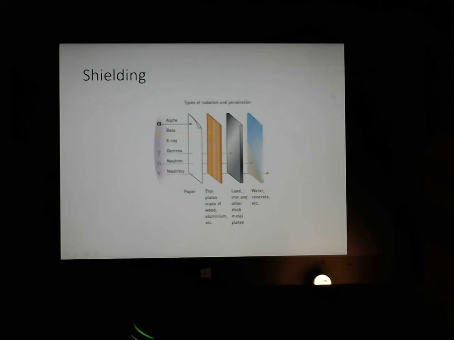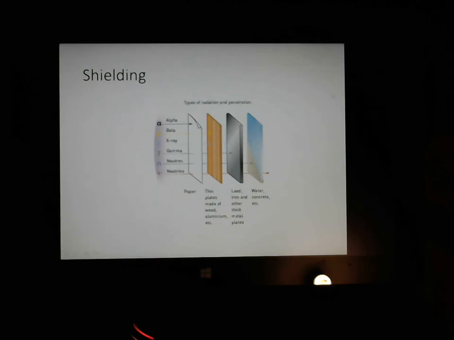So this image here is pretty good. We can see alpha's stopped pretty easily, beta next step, X-rays and gamma rays, because they're both light, stopped through lead and iron, which is why X-ray technicians wear lead aprons to help protect themselves when they are doing X-rays all day, and why when you go to get an X-ray you wear an apron over the bits that don't need to be X-rayed. But you can see a couple of other particles there.